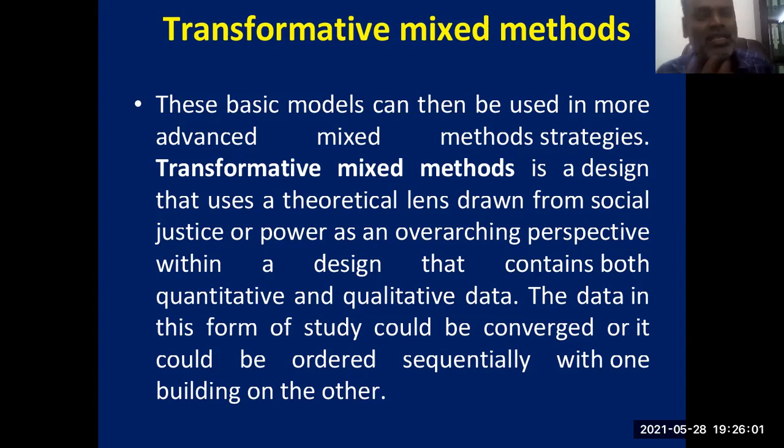Because so far we studied three types of mixed method research. Now we are moving into the fourth one, transformative mixed method. It's an advanced mixed method strategy. This transformative mixed method is a design that uses a theoretical lens drawn from social justice or power as an overarching perspective within a design that contains both quantitative and qualitative.